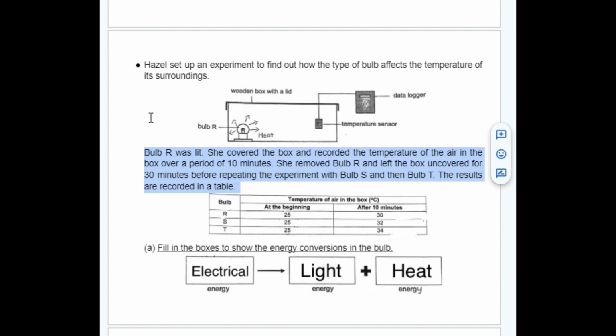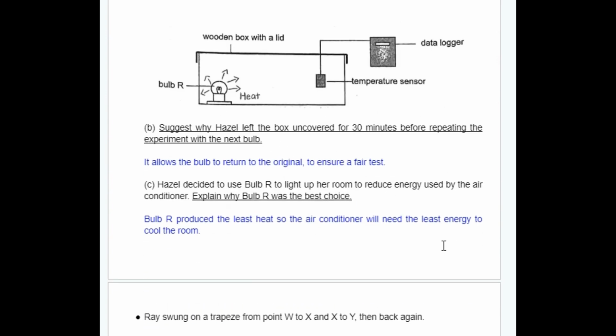A. Fill in the boxes to show the energy conversions in the bulb. Electrical energy converted to light energy plus heat energy. B. Suggest why Hazel left the box uncovered for 30 minutes before repeating the experiment with the next bulb. It allows the bulb to return to the original temperature to ensure a fair test.